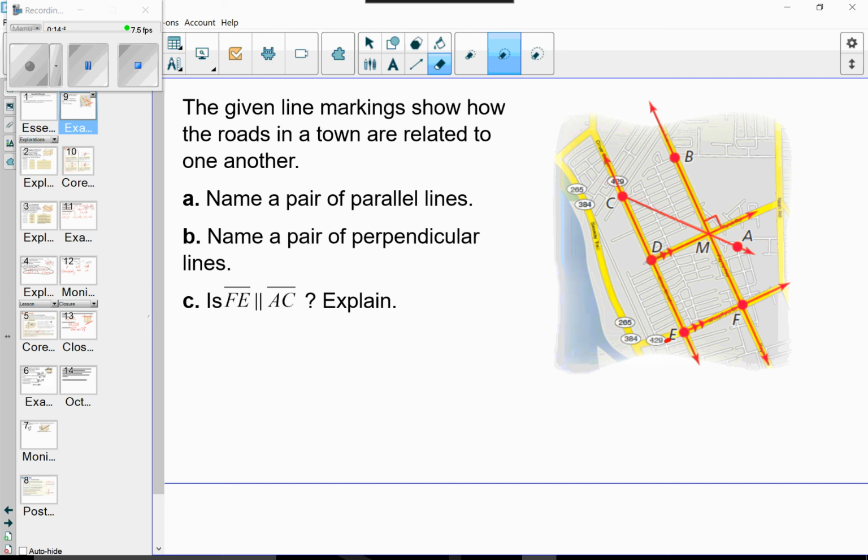And I want you to go ahead and fill this out the best you can in your math notebook, and we'll give you a minute to do that. Just go ahead and hit pause. And when you're done, go ahead and hit start again.